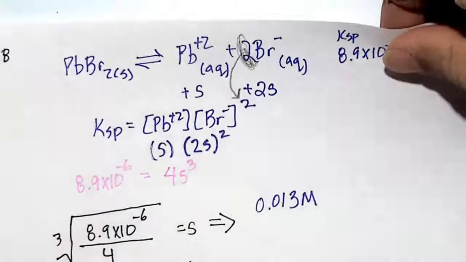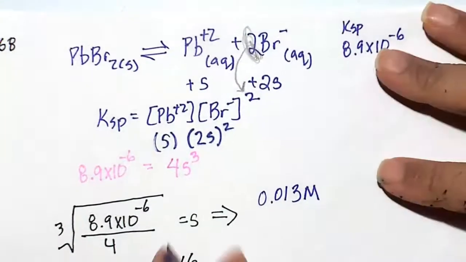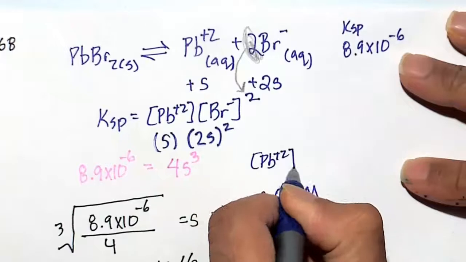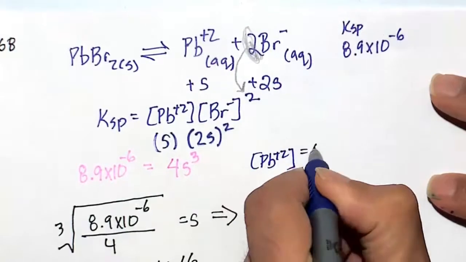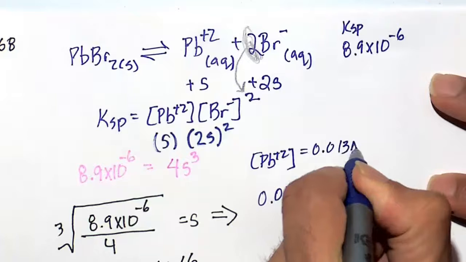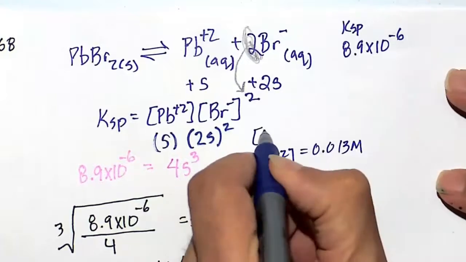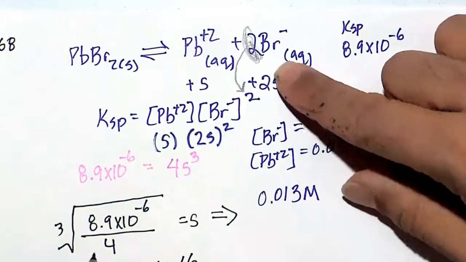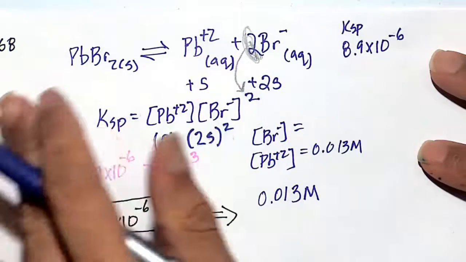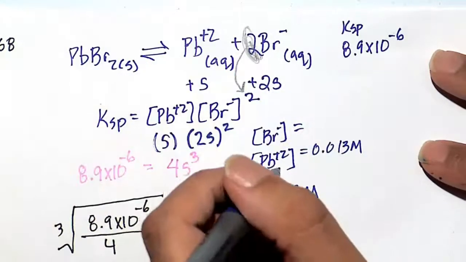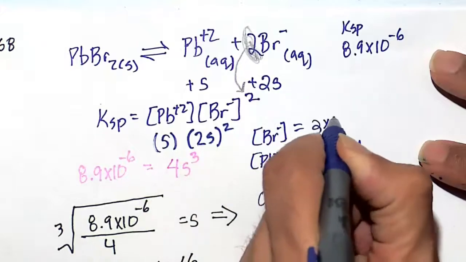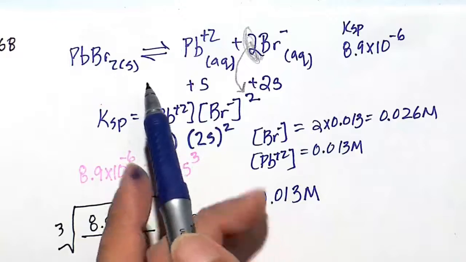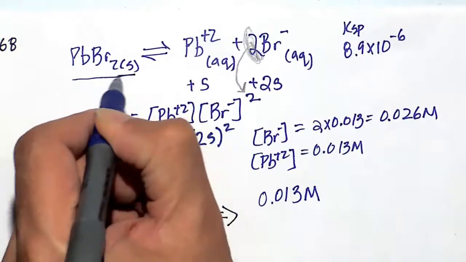So what is the solubility of the individual ions? That is our next question. The solubility of lead plus 2 is S, which is going to be simply 0.0131 molar. The solubility of Br minus, remember, is 2S, not S, but 2S. So the solubility of that is going to be 2 times 0.0131 molar, which is nothing more than 0.026 molar. So those are the answers for part A, the solubility in pure water.